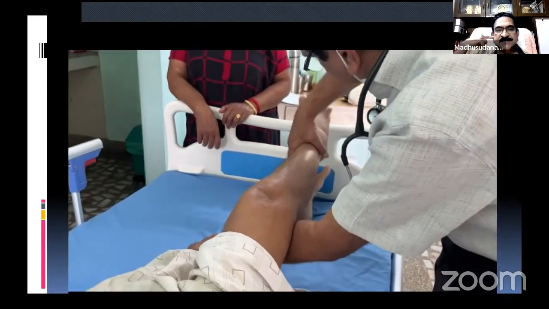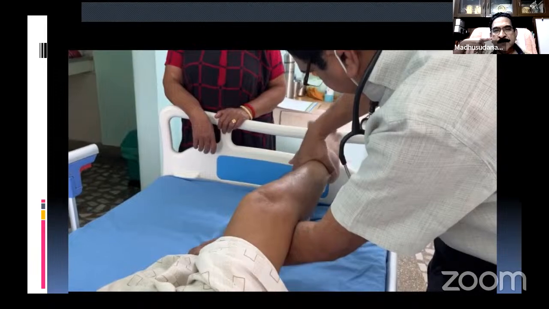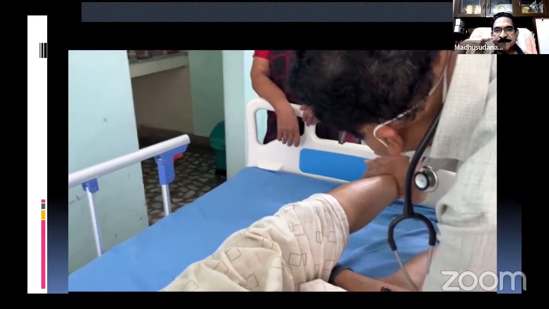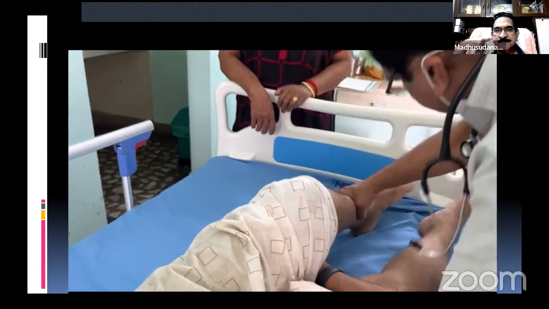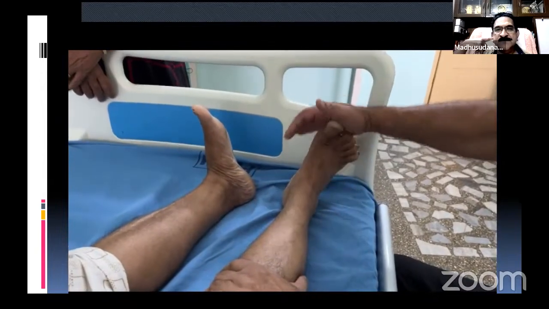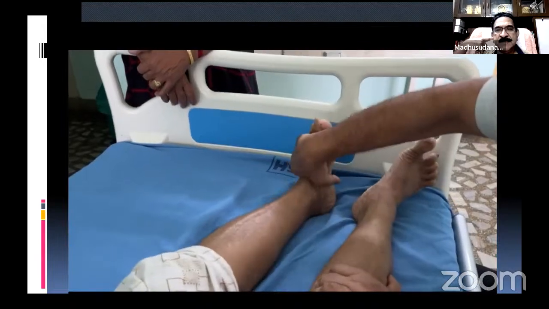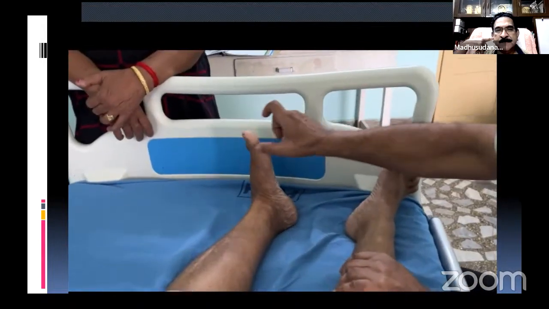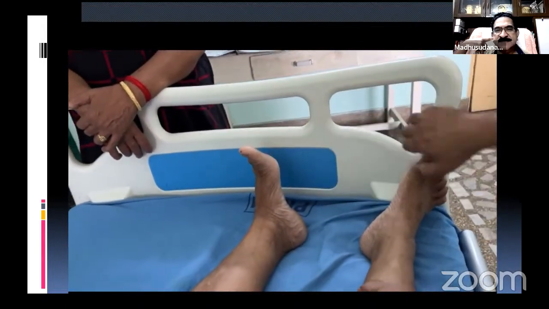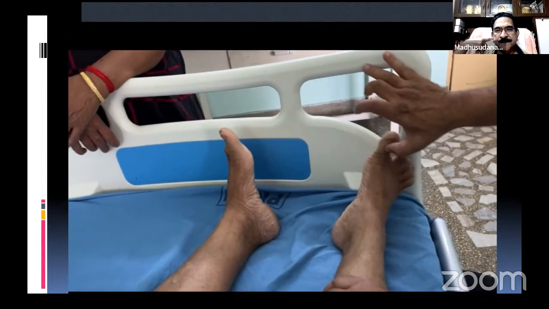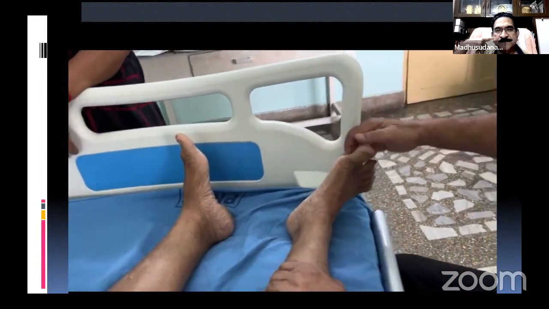But knee extensions are also weak, but a little more powerful than the hip flexors. About 3 to 4 power. Dorsiflexion was 4 to 4 plus. It was better power compared to the knee extensor and hip flexion. So 4 plus power is there. That's also good power.